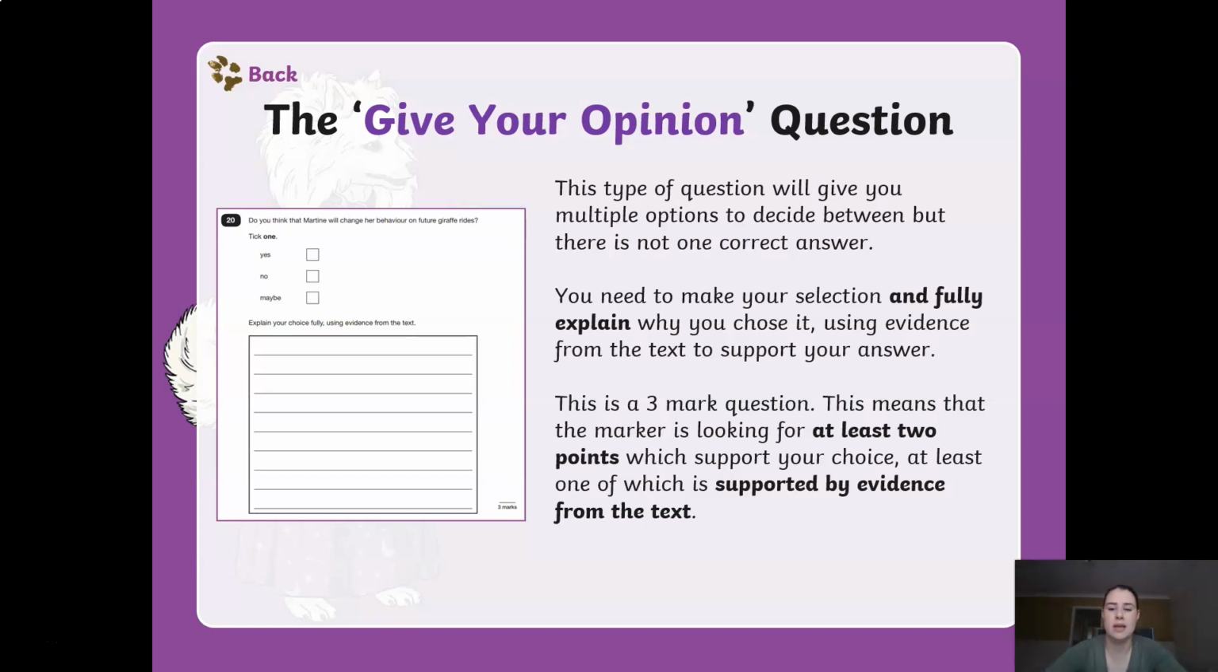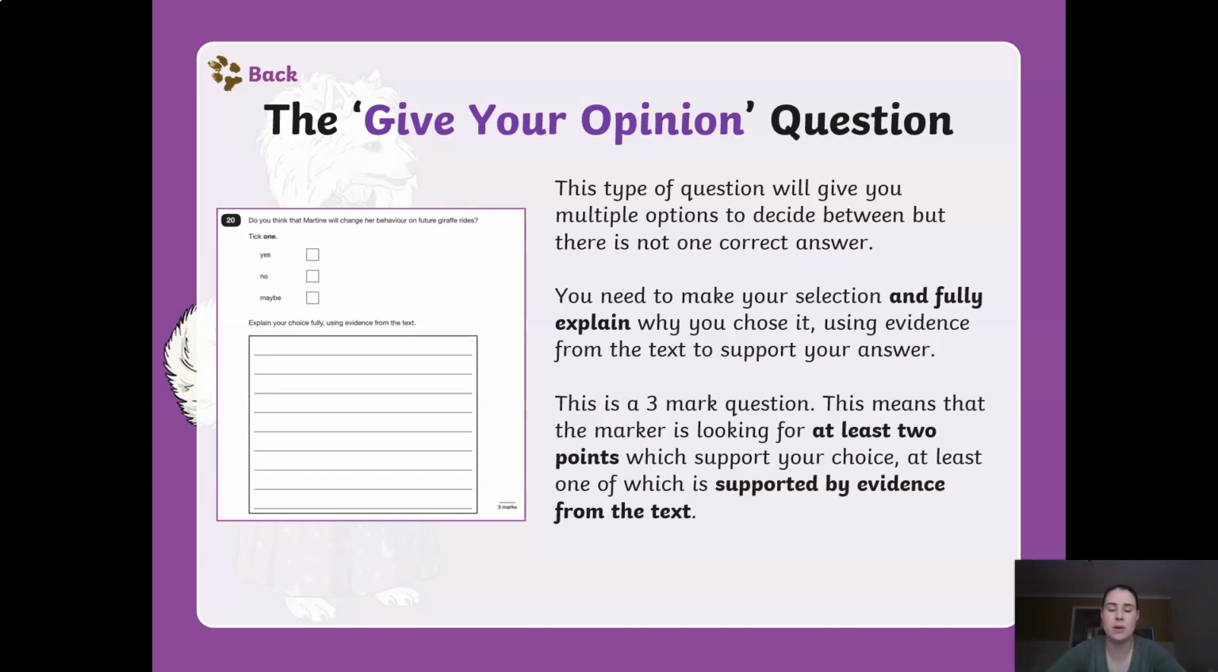Okay, so you might give 2 reasons to say, well, yes, I think she will change behaviour. You go, well, I think this is one reason, this is the other reason. You then have to say, well, here's the evidence in the text. In the text, it says, and then you need to send the quote that goes with it.